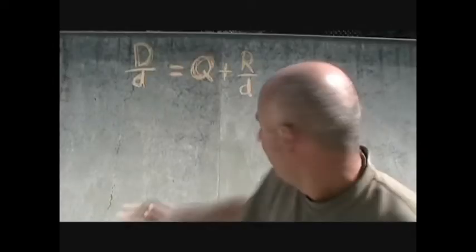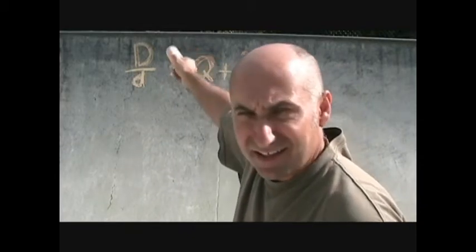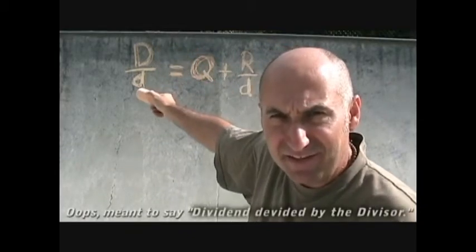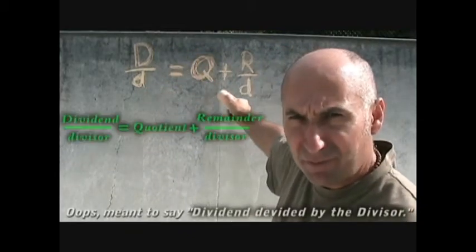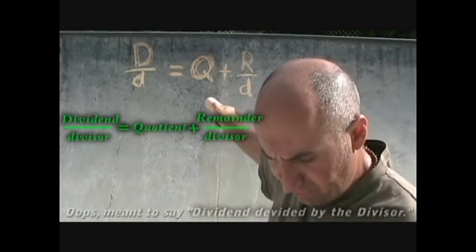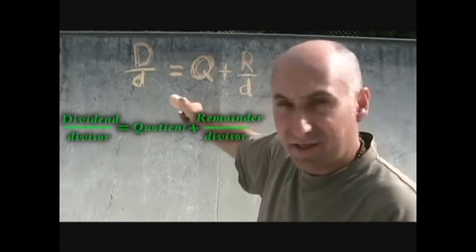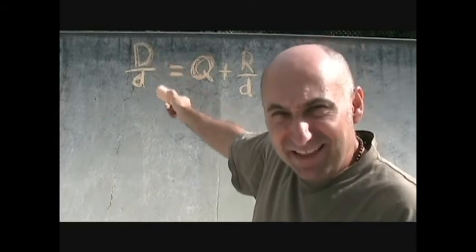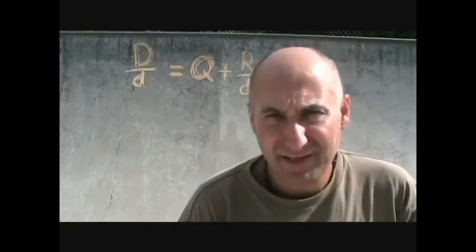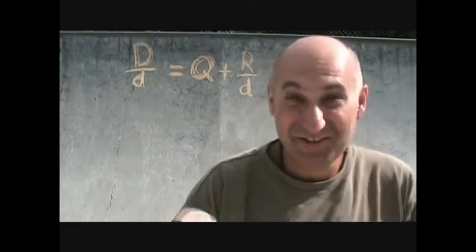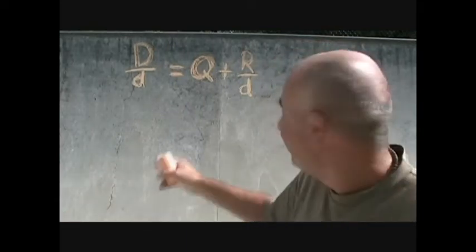So what we had was the dividend divided by the divisor is equal to the quotient plus the remainder divided by the divisor, right? Or the denominator. Now, we got big D and little d, and we're going to get rid of that, right? We're not gonna stick with two different types of D's, right? But let's continue this, okay?